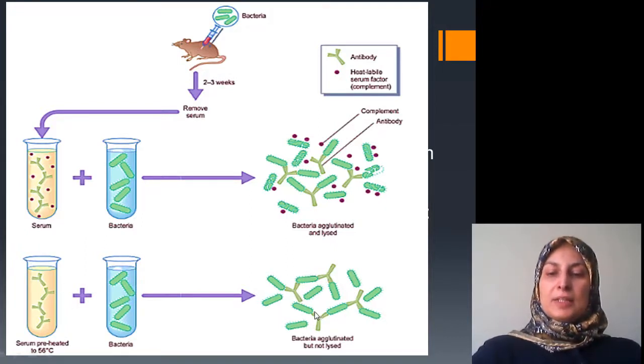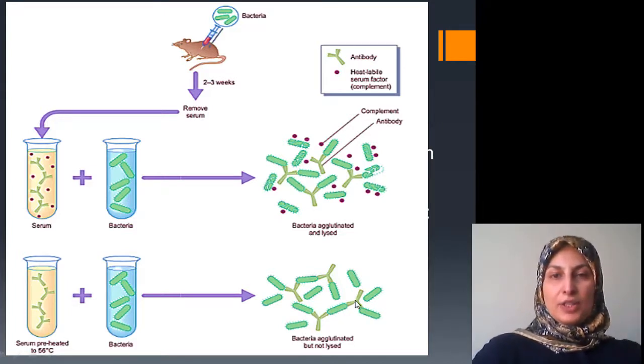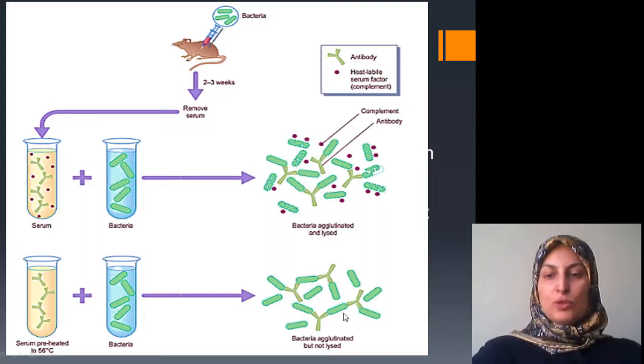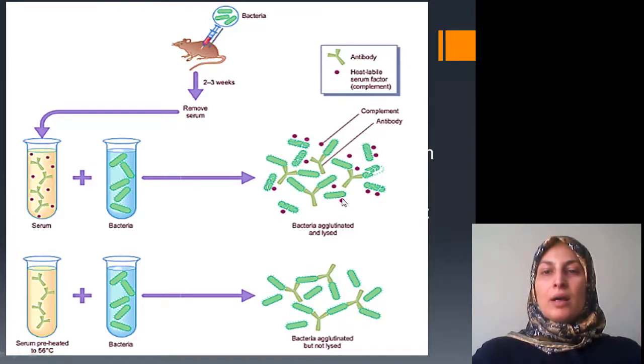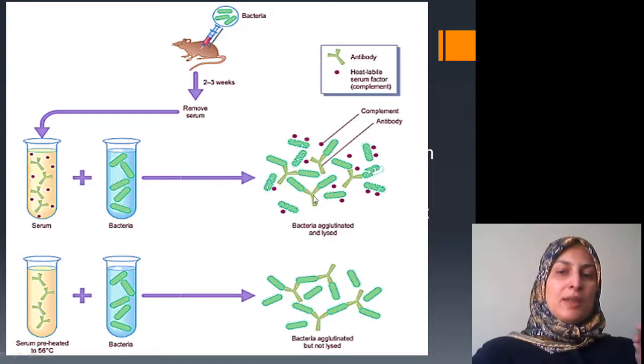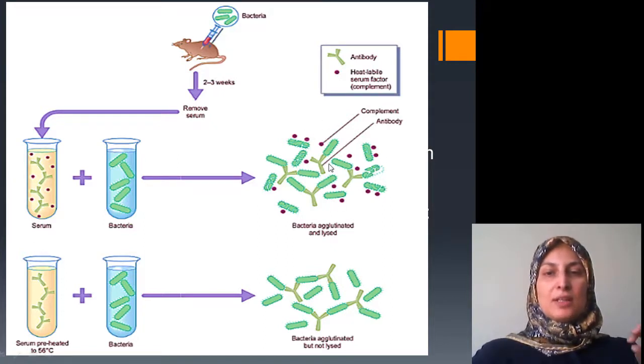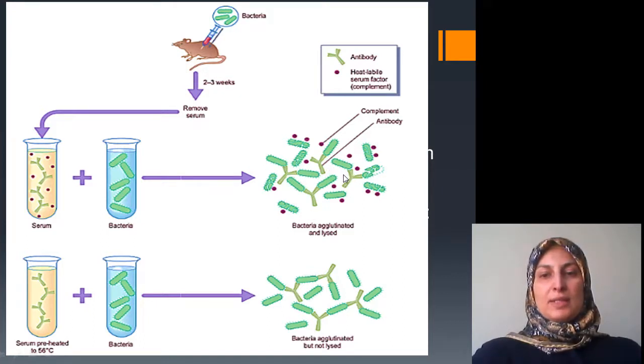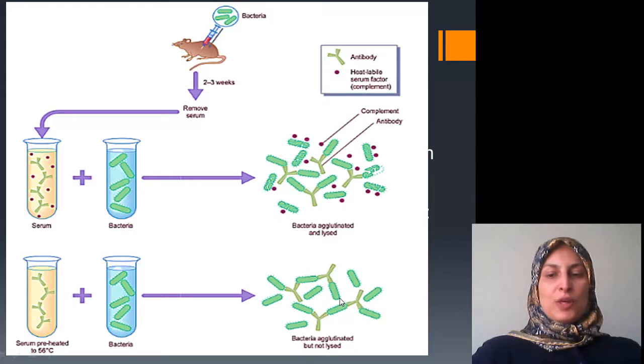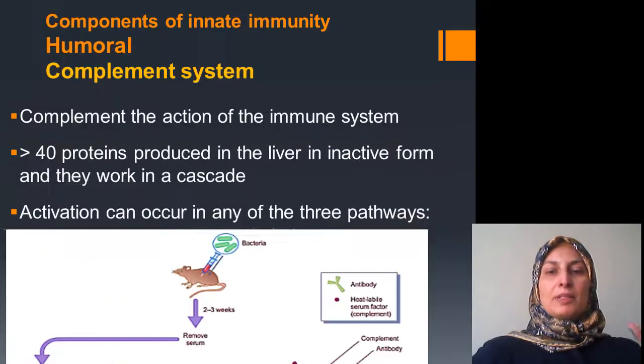So still the antibodies could bind with the antigens, and this will lead to agglutination or aggregation of the bacteria, but no lysis took place. So these small proteins are complement proteins, and here it shows the importance of the complement proteins in finalizing, completing and complementing the function of the immune system. Here the antibodies were still there, but the job was not completed, was not finished. So these proteins are complement proteins.